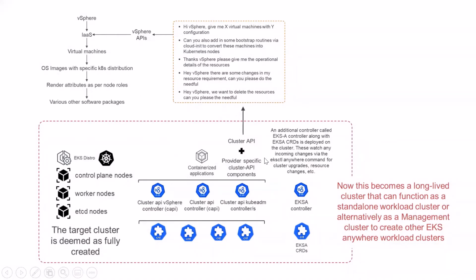So the point is now, at this point, this cluster is fully ready, and the cluster is deemed fully created, and now it can perform two different roles or the same or whatever, right? It can work as a standalone workload cluster. So there's a kubeconfig generated for this cluster automatically, and all the SSH keys are generated, which will live on your EKS Anywhere admin machine.